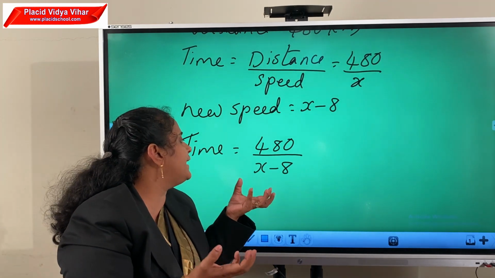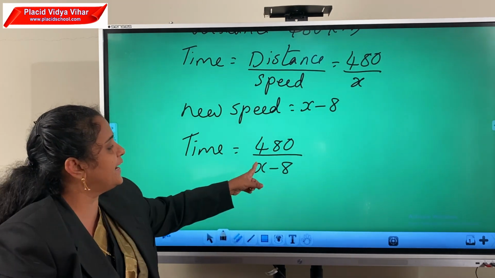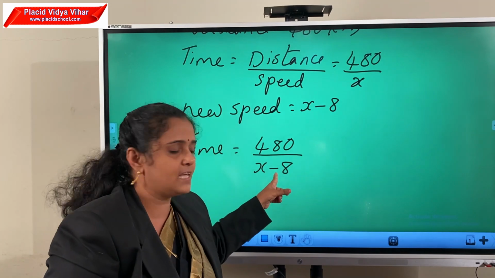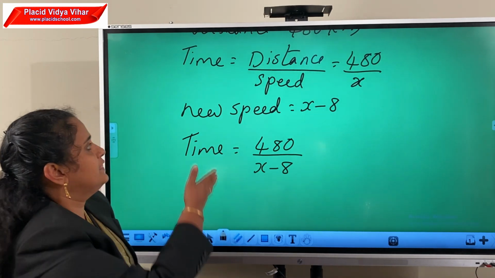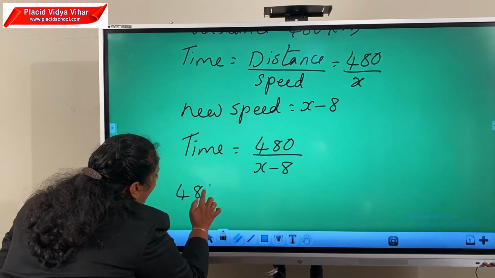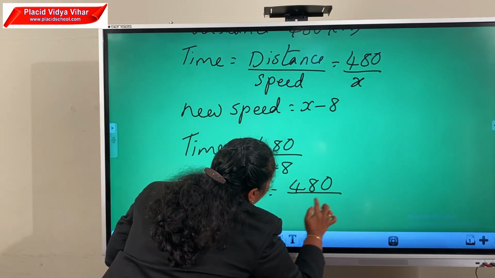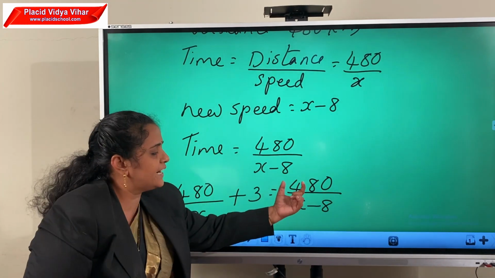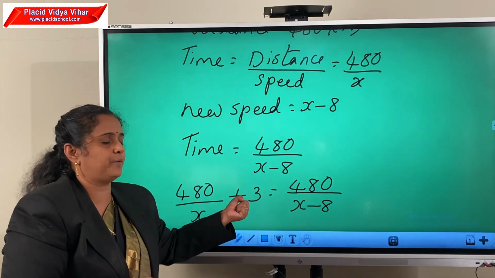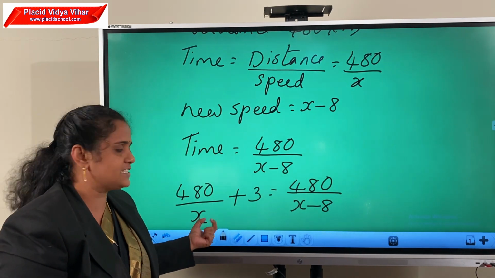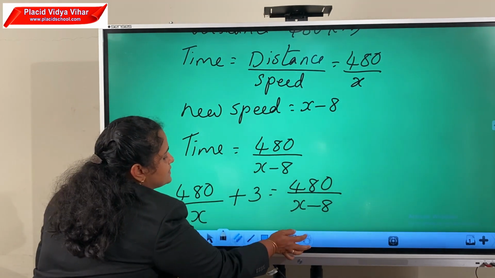That means the speed is decreasing, then it will take more time. If the speed had been 8 km per hour less, it would have taken 3 hours more to cover the same distance. That means 480 by x plus 3 is equal to 480 divided by x minus 8. The speed is decreasing, so the time is increasing, we take more time. So 480 divided by x plus 3 is equal to 480 divided by x minus 8. Then this equation we can solve.